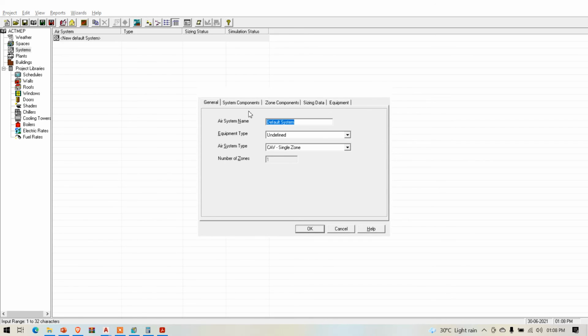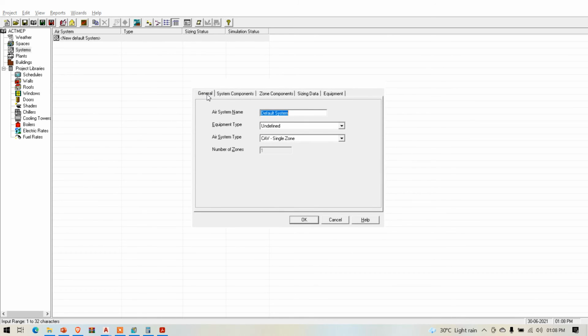Okay, so in this, the main thing is, first we have to take General. In this, first they give the air system name. So what type of system we are going to install here. As we discussed in the previous videos, in video number 4, we discussed how many types of systems we have. We have 3 types of systems: DX system, VRF system, and chiller system. So any one system we are going to select over here.